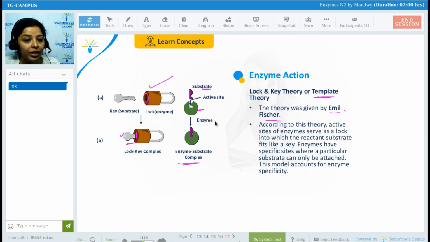Clear? Other than the particular substrate, if anything else comes and tries to bind to the active site, it will not bind, because you can see the shape of the active site and the shape of the substrate is the same. So this substrate will only fit to that area. If you have a substrate shaped differently, it will not fit, and once it does not fit, they will not form a complex.